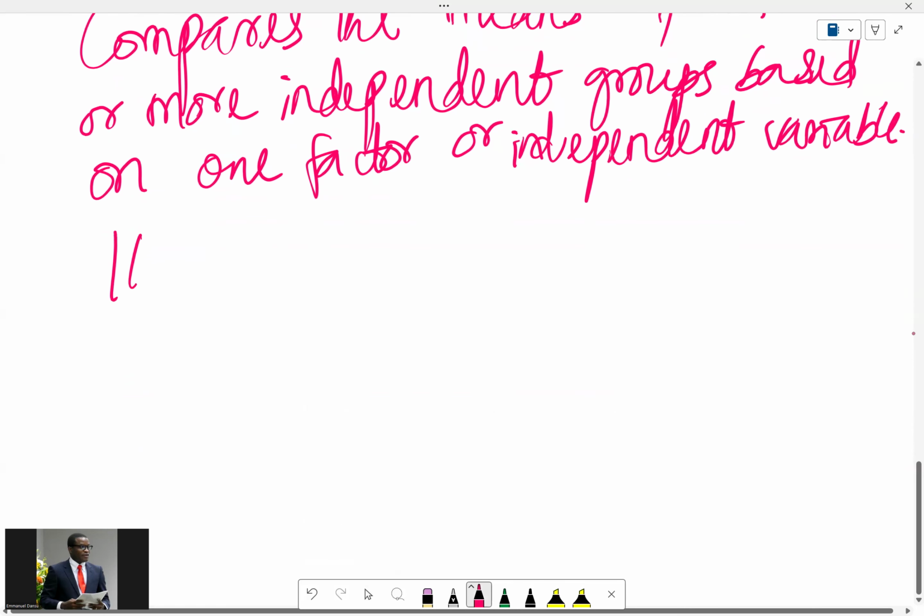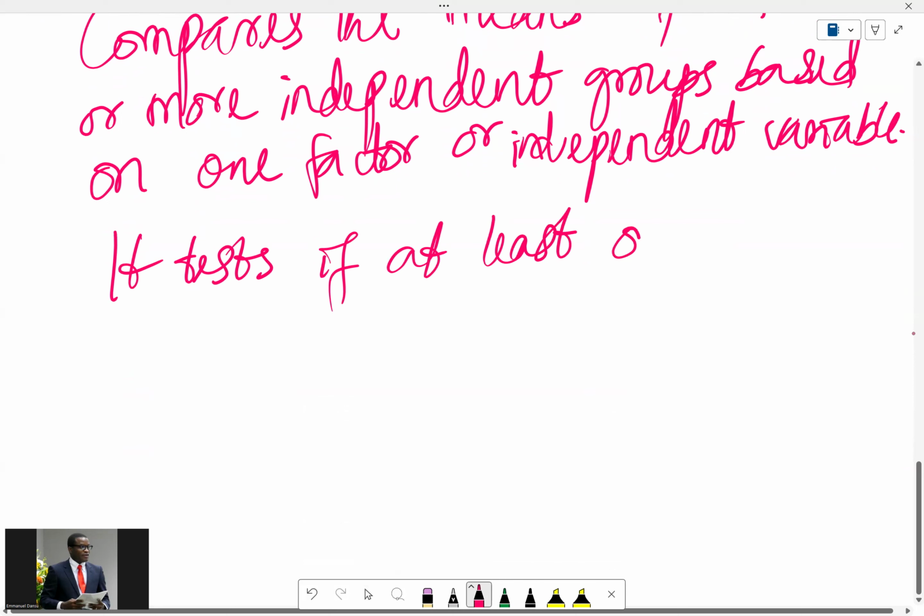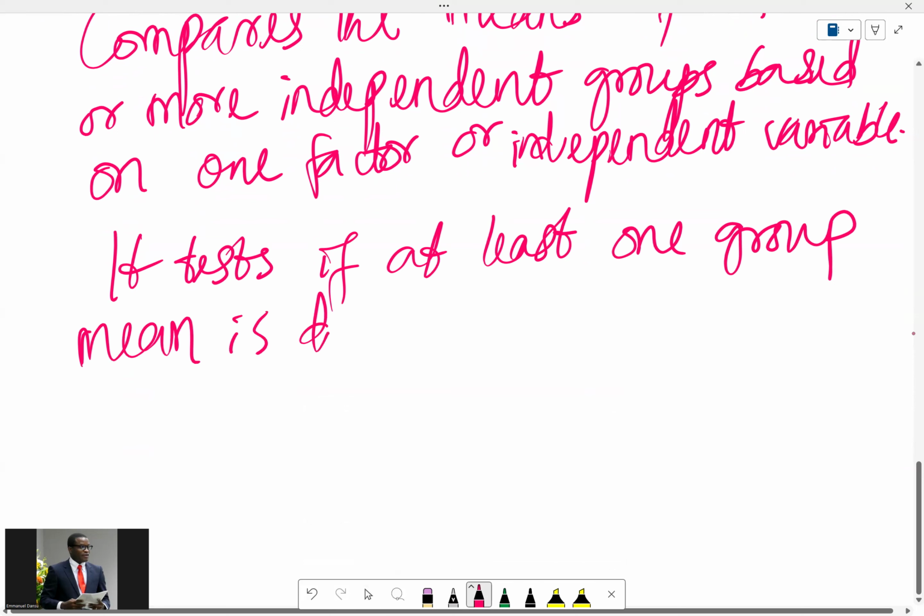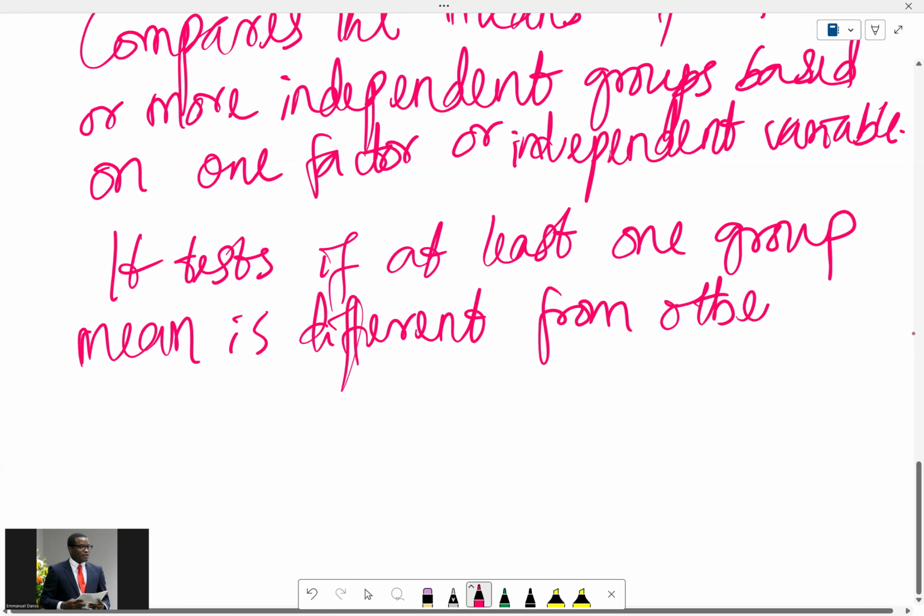So it tests if at least one group mean is different from the others. So the aim here is, even if you have three, four, or five groups, what this is testing is whether at least one is different from the rest of them. As long as one is different, that is what the test is about.